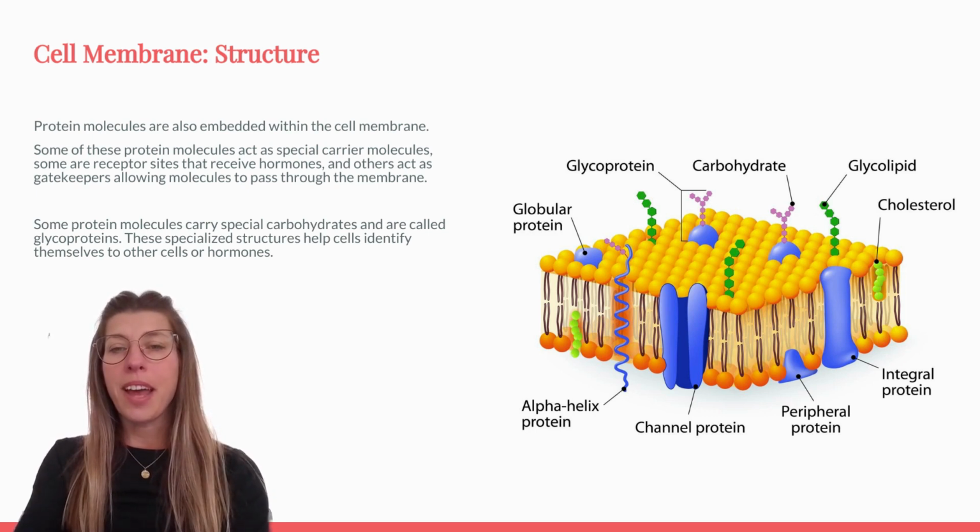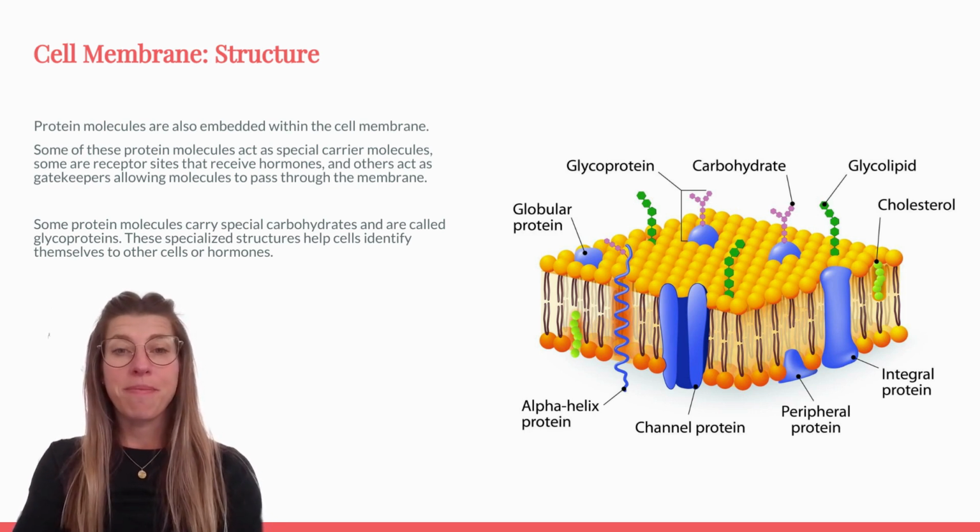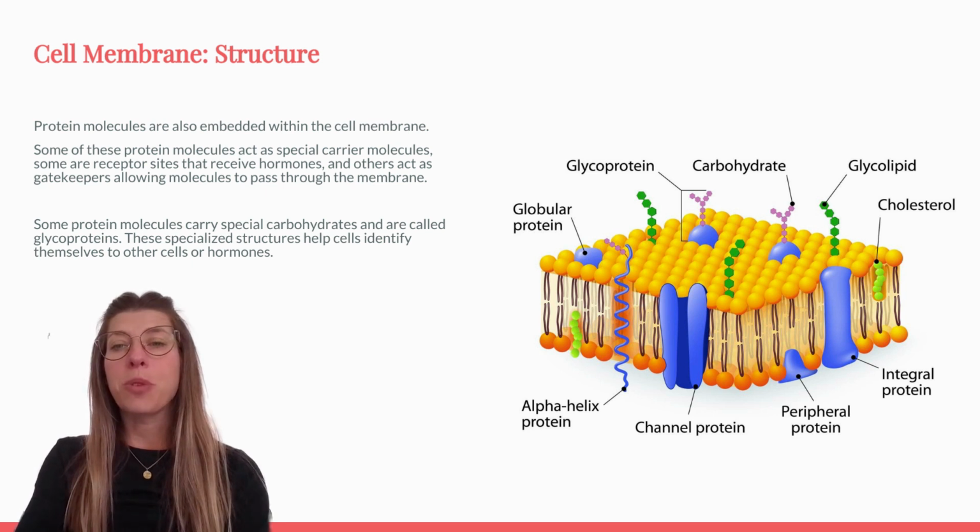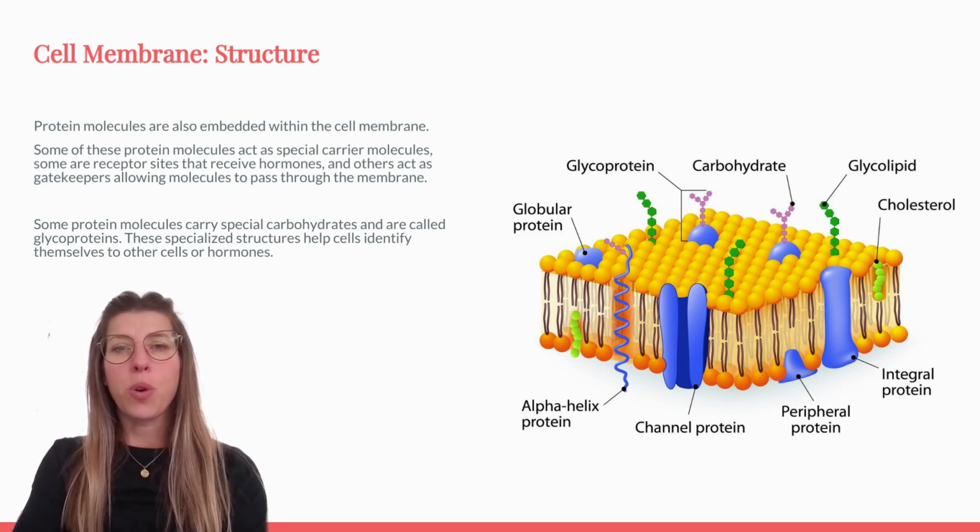So we call it a glycoprotein. Glyco kind of meaning sugar. And these are really helpful in cell identification. It helps cells identify not only themselves, but also hormones that need to seek the correct cell to be able to be transported into.